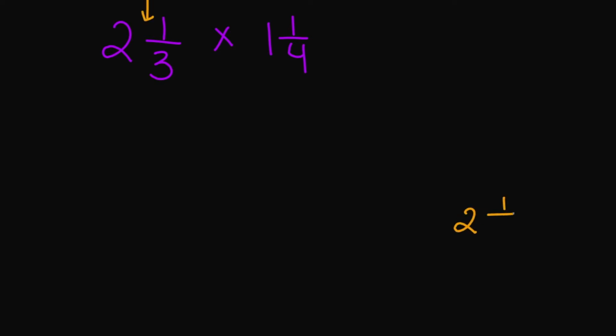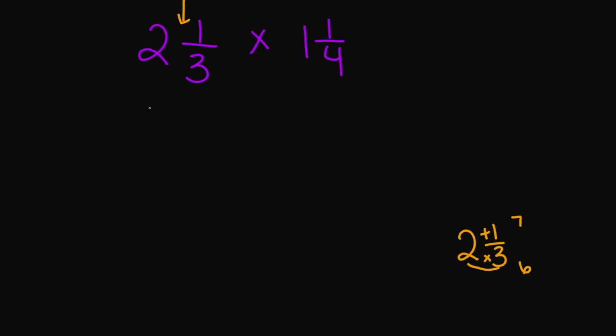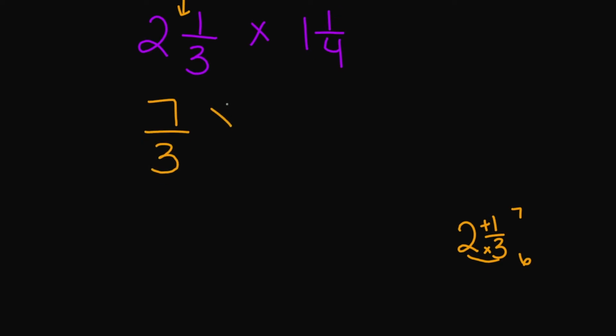So we have 2 1/3. First, I'm going to multiply 2 times 3. This is going to equal 6 plus 1. This is going to equal 7. So this is going to turn into 7/3 as my improper fraction. Times, now we're going over here, 1 1/4. I'm going to multiply 1 times 4. This is going to equal 4 plus 1 is going to equal 5. So your improper fraction is going to turn to 5/4.